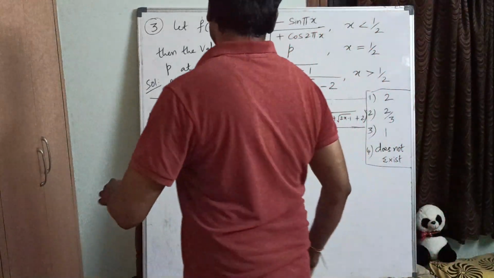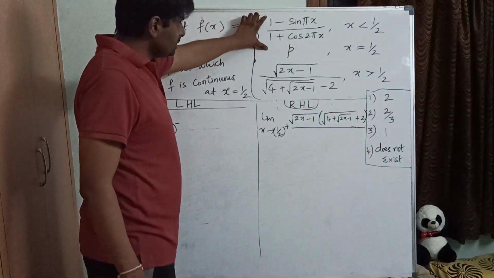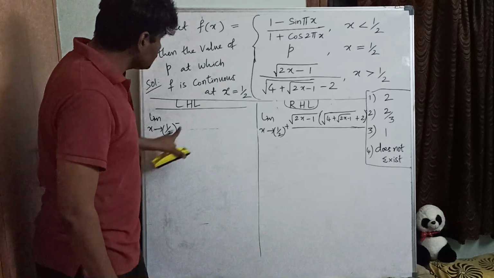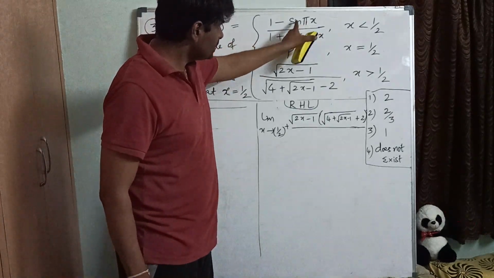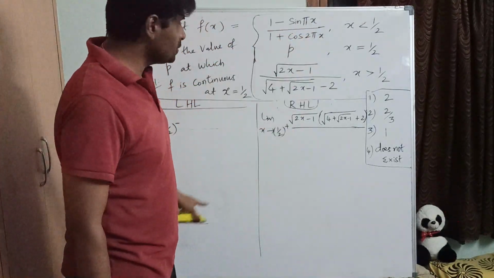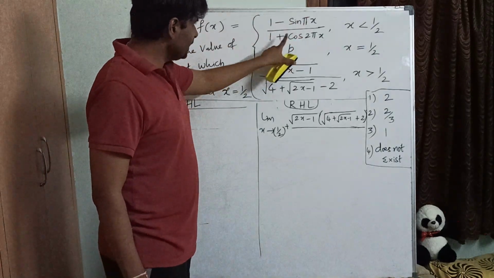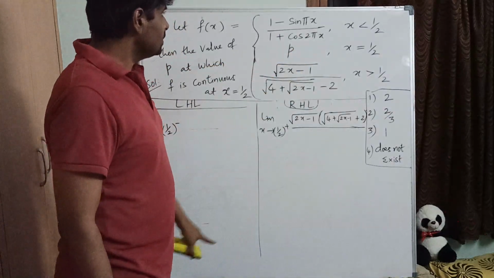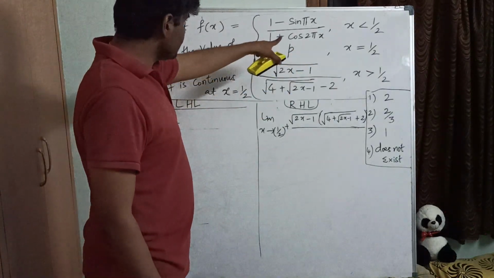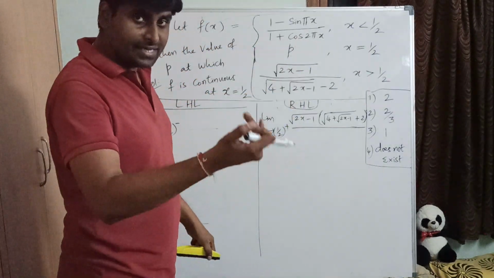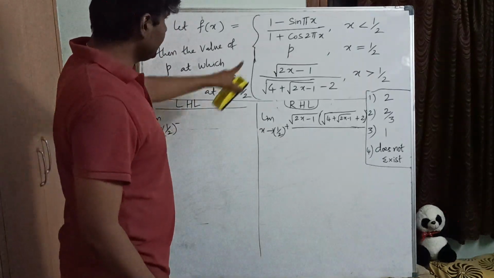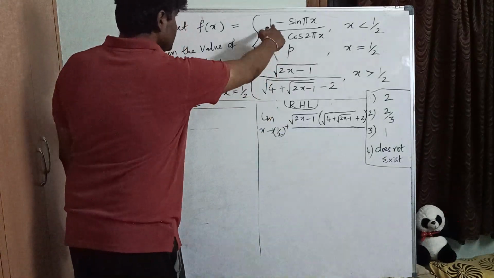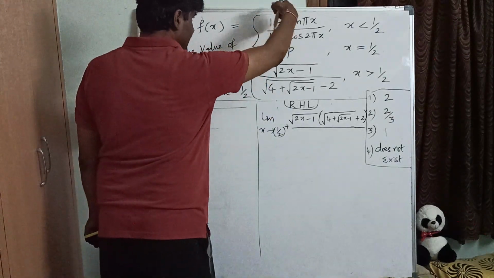So now see here, let us find LHL, after that RHL. In finding LHL, when I substitute 1/2, sin pi/2, sin 90 gives you 1, 1 minus 1 is 0. And here also when I substitute 1/2, the 2 gets cancelled, cos pi is minus 1, so 1 minus 1 is 0. We are getting 0 by 0, right? So for 0 by 0, we'll apply the L'Hospital rule. Let us apply it and differentiate.